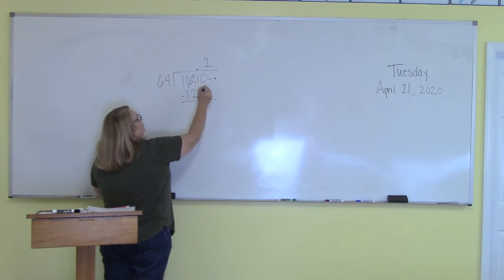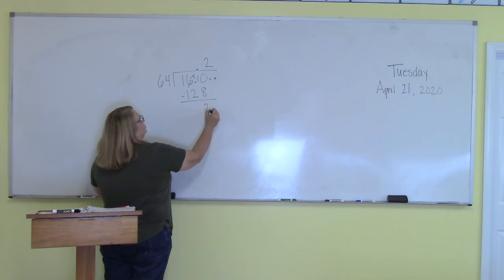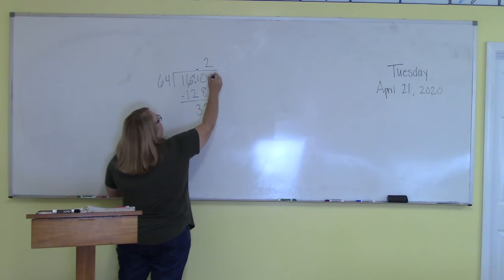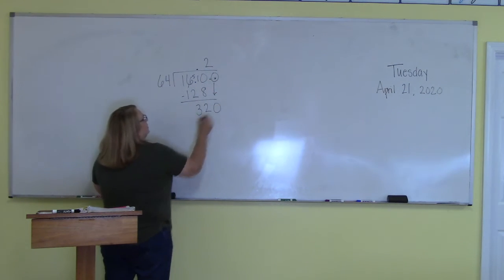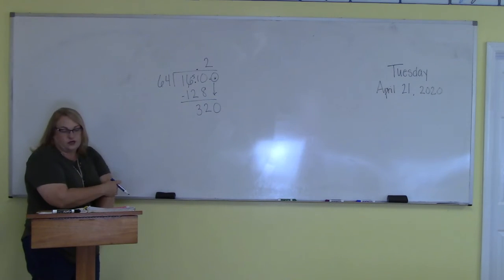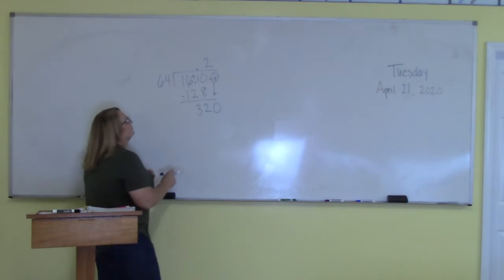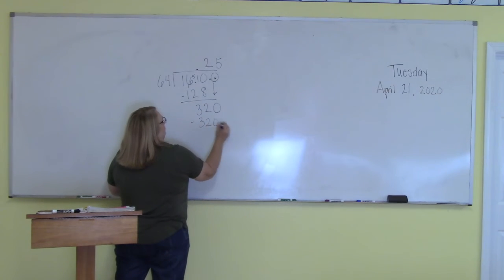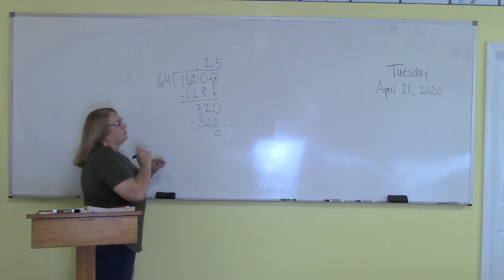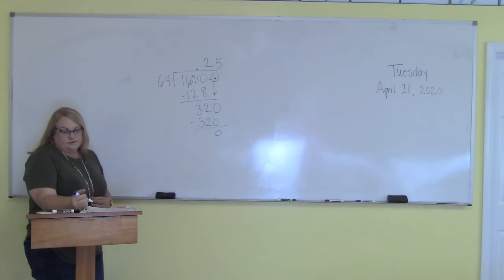Subtract. 10 minus 8 is 2. 5 minus 2 is 3. You're going to add another 0. Bring it down. Now how many times can 64 go into 320? Good, 5. You're left with a 0. So your answer is 0.25.